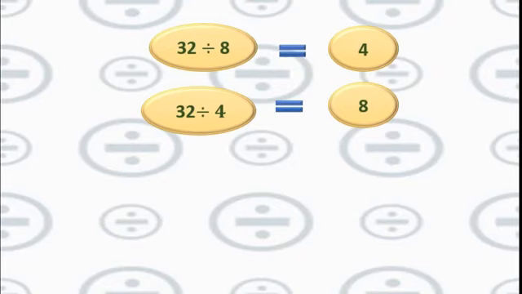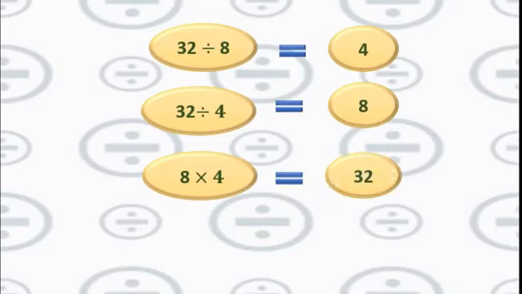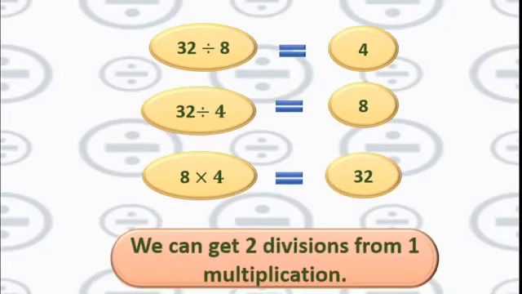Now, here 4 multiplied by 8 means how much? 8 fours are 32. So, dear students, by one multiplication, we get 2 divisions. See here, this is only one multiplication, that is 8 multiplied by 4 is equal to 32. From this, we can get 2 divisions. Here 32 divided by 4 we did, then we got the answer 8. When we carried out 32 divided by 8, we got the answer 4, isn't it? So remember, we can get 2 divisions from 1 multiplication.